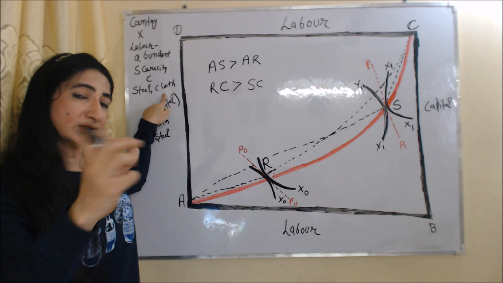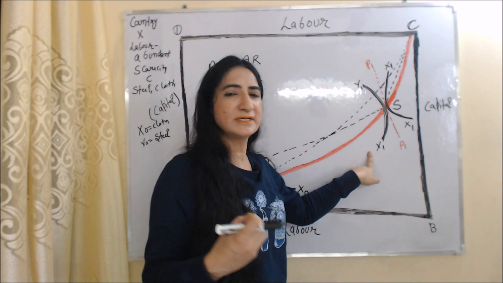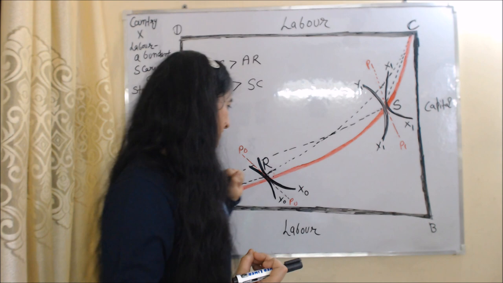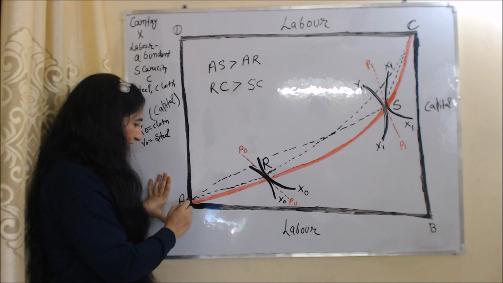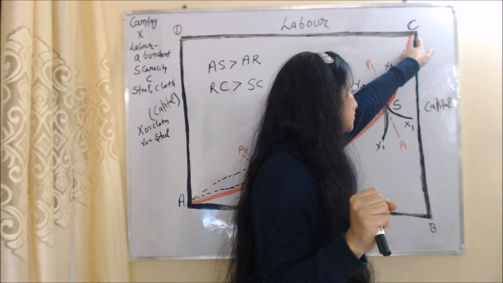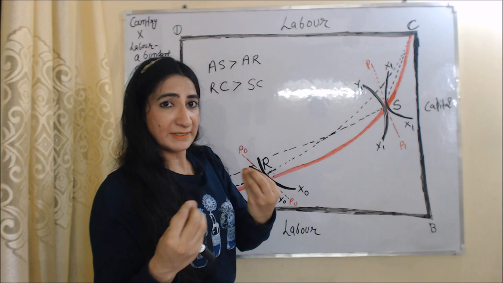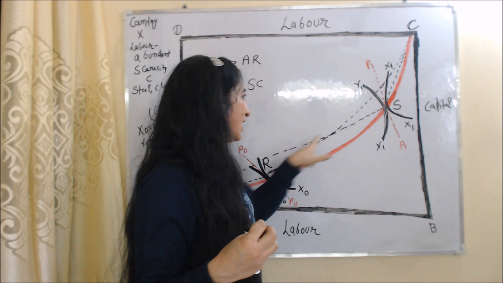So after trade, equilibrium point is S. This X1 is isoquant of cloth. This Y1 is isoquant of steel. This P1 is price line. You can see after trade, capital labor ratio of cloth is AS. Before trade, capital labor ratio of cloth was AR. You can see here AS line is bigger than AR, which showing after trade country X has increased the production of cloth. On the other hand, this SC line shows after trade capital labor ratio of steel. Before trade, capital labor ratio of steel was RC. After trade capital labor ratio of steel is SC. You can see the SC line is smaller than RC, which is showing after trade country X has reduced the production of steel.